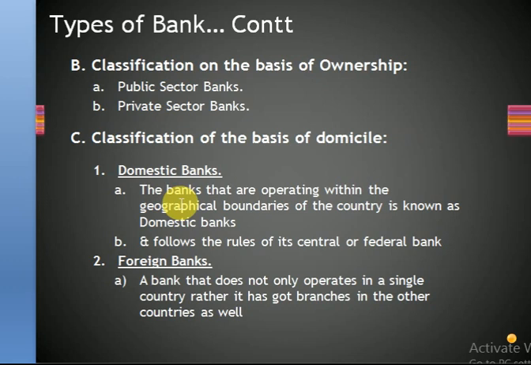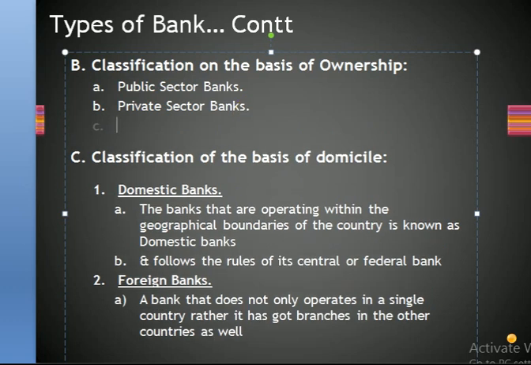Another type of bank is the classification on the basis of ownership. So the banks are classified on the basis of ownership into three categories: public sector bank, private sector bank, and cooperative bank. Here one thing is missing, so I will add it, just a minute. These are the three types on the basis of what? On the basis of ownership.